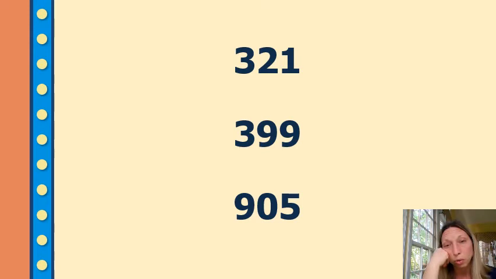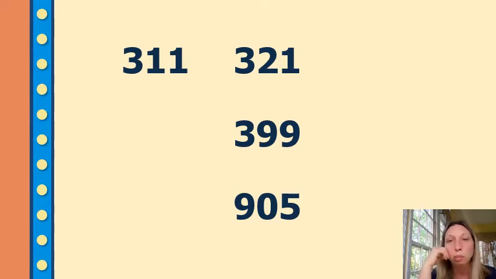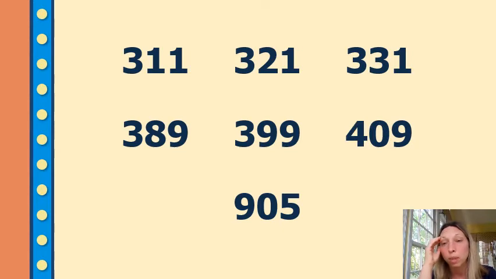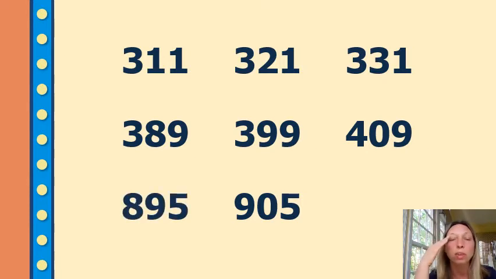All right, the next one they're going to ask us is 10 more and 10 less. So 10 more of 321 would be 331. Actually, they went backwards first. 10 less than 321 would be 311. 10 more would be 331. What's 10 less than 399? That would be 389. 10 more, you'd have to go to the next 100, so it would be 409. For 905, 10 less, you have to go down to the next 100, 895, and 10 more would be 915.